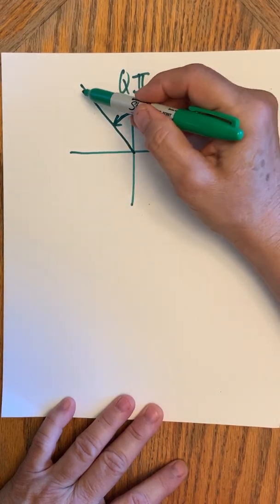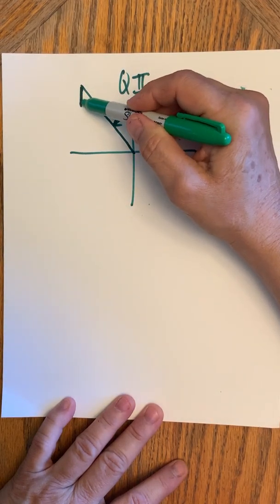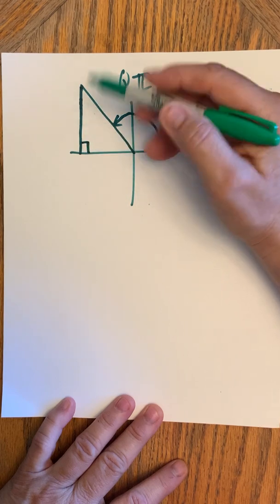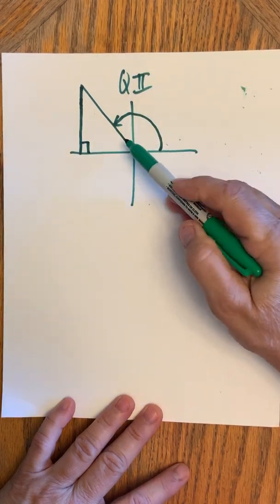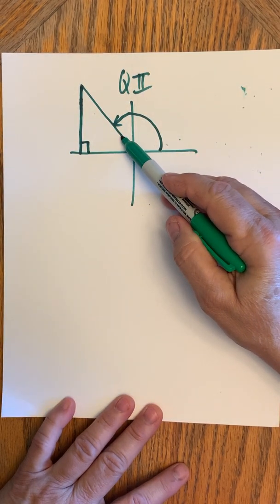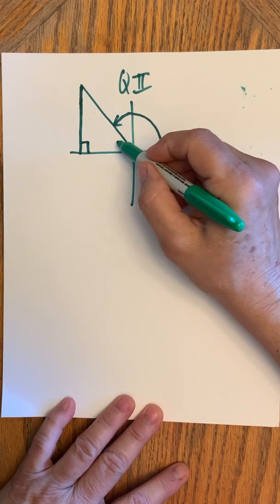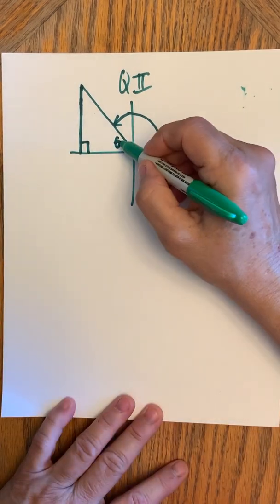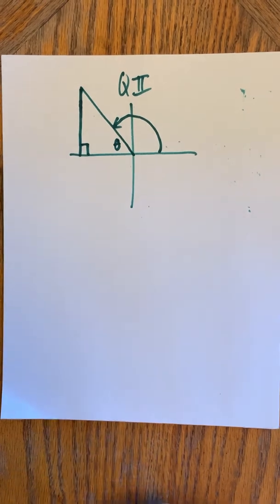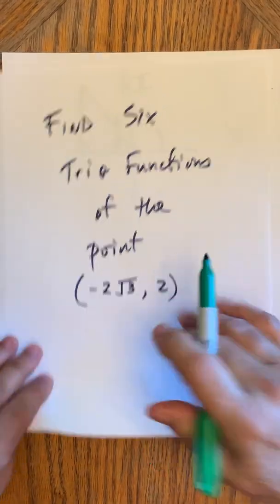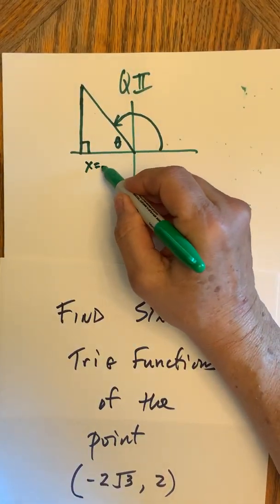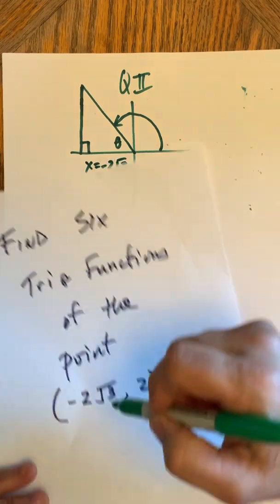Even though this is the actual rotation, to represent it, we represent it with a reference angle by dropping a perpendicular to the x-axis. Then your reference angle is between the terminal side of the angle and the x-axis. So your reference angle is right there. Now what we're told is that the x is -2 square root 3 and that y is 2.